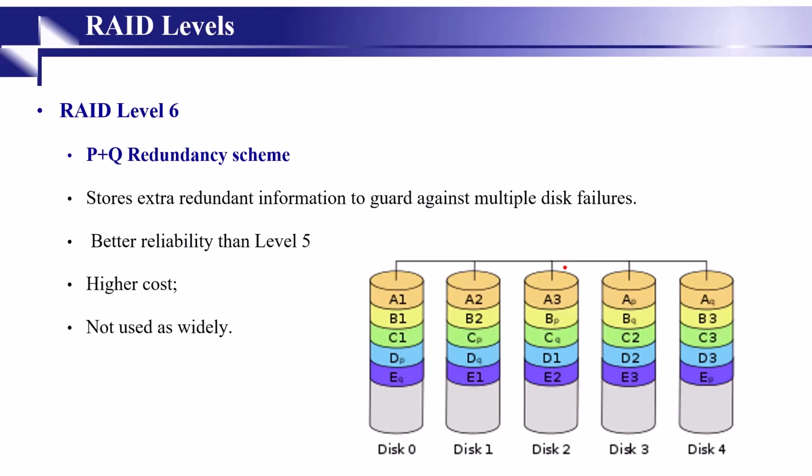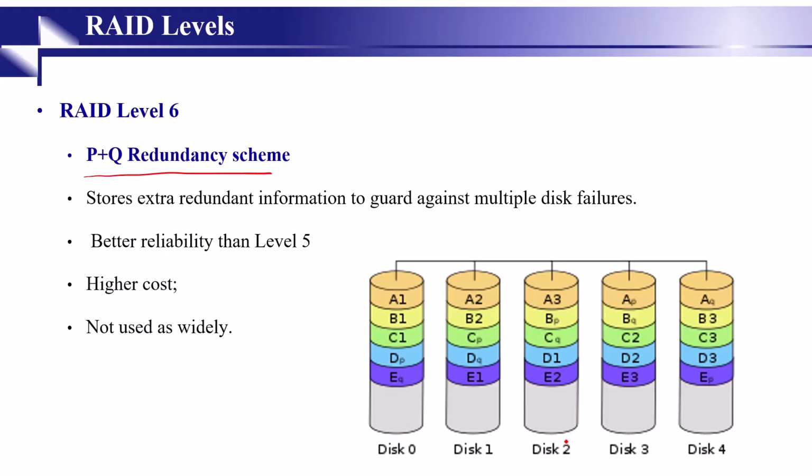RAID level 6 takes redundancy to the next level with a P plus Q redundancy scheme. RAID level 6 stores extra redundant information to protect against multiple disk failures. This makes RAID level 6 more reliable than level 5, but that extra protection comes with a higher cost. Because of this, it is not as widely used today. It's a niche choice for those who need maximum reliability and can afford the cost.